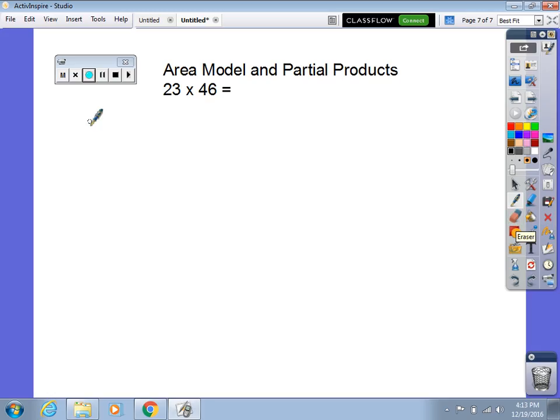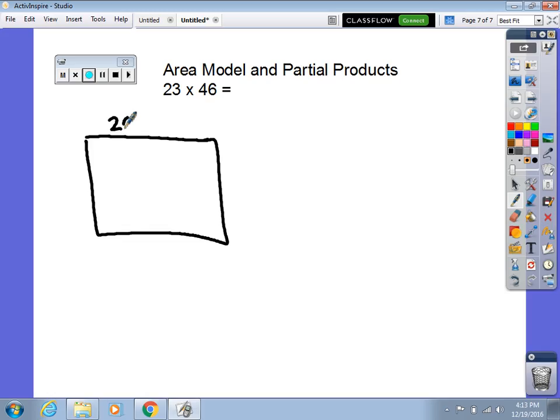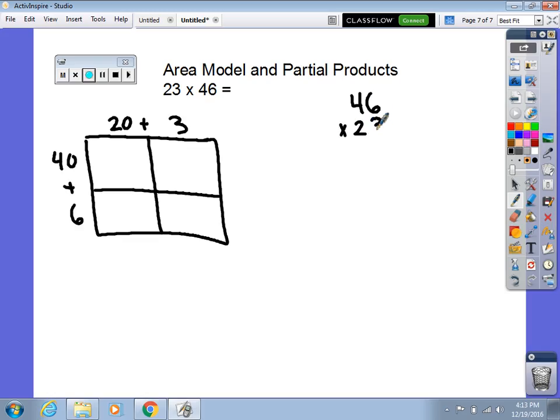So for the area model, I'm going to start off with my large rectangle. And I'm going to write the numbers in expanded form. So 20 plus 3 and 40 plus 6. And I draw my lines in. With my partial products, I'm going to write that problem vertically, and I know that in multiplication it doesn't matter which one comes first, and I usually put the larger number on top.